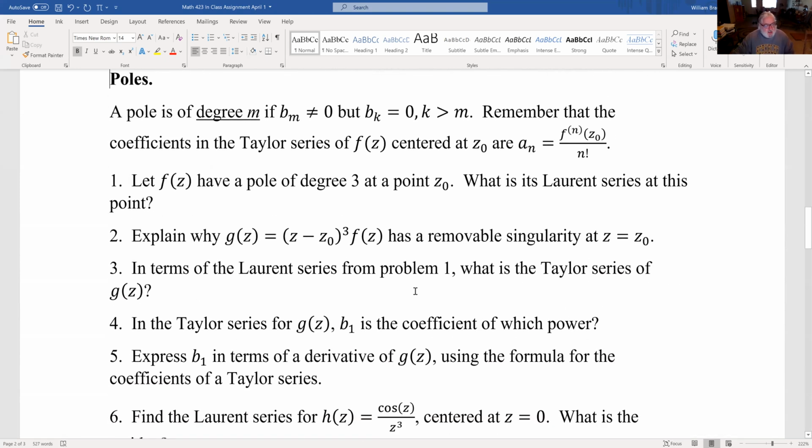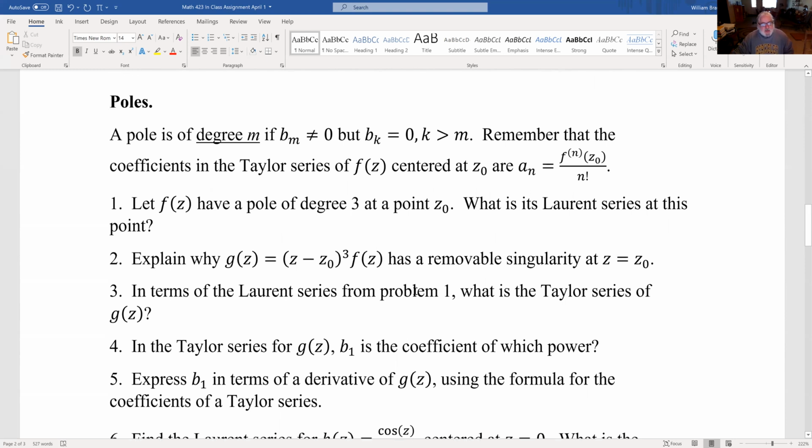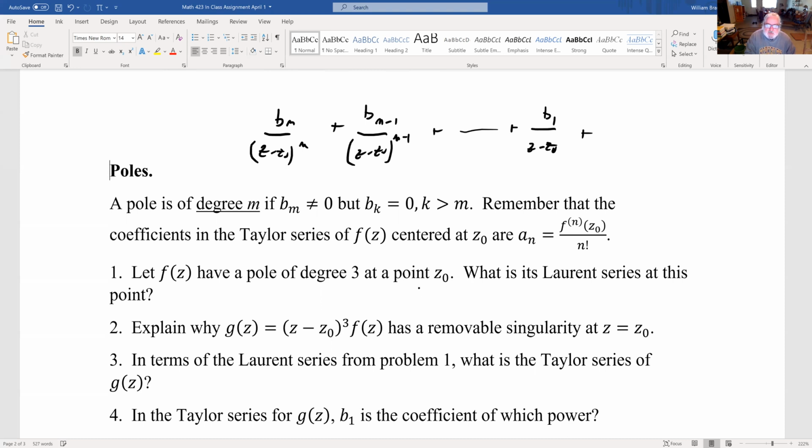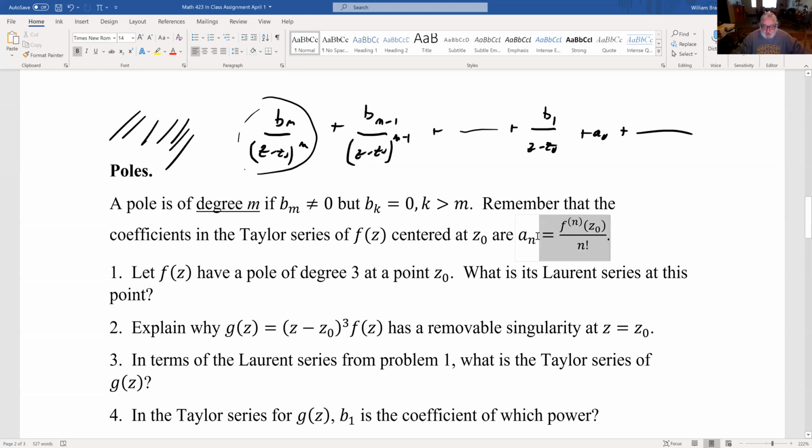So a pole of degree m means that bm is not equal to 0, but bk is equal to 0 for k greater than m. So what that means is that our Laurent series will be bm over z minus z0 to the m, plus bm minus 1 over z minus z0 to the m minus 1, plus dot, dot, dot, plus b1 over z minus z0, plus a0, plus more stuff, but nothing here, right? This is the z0, the m is the biggest negative power that you get. And remember that this is the definition of what the coefficients in a Taylor series are.